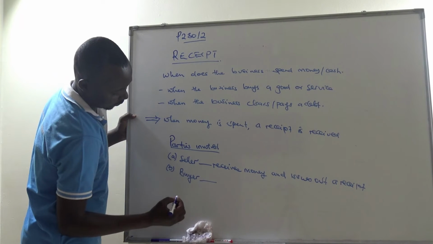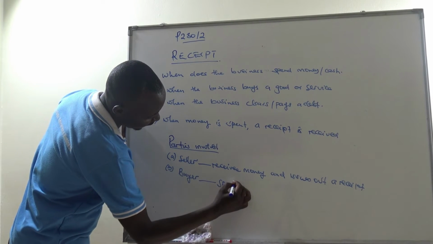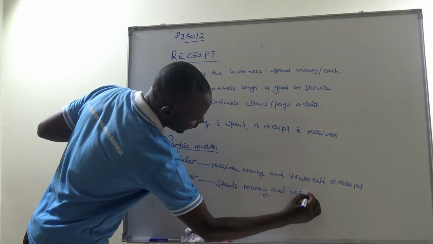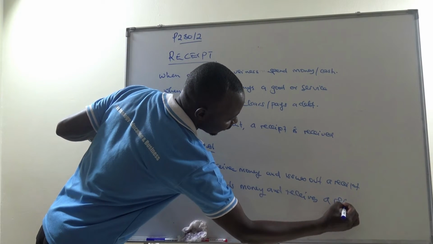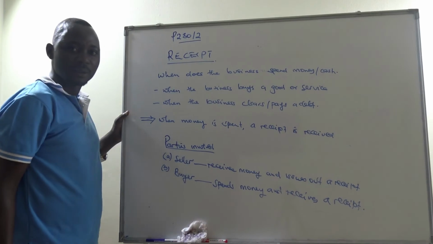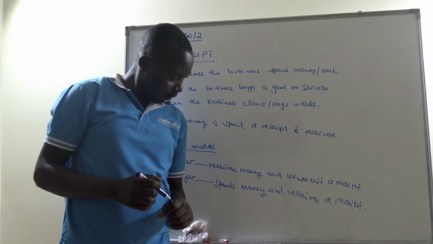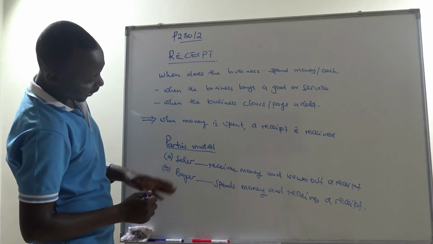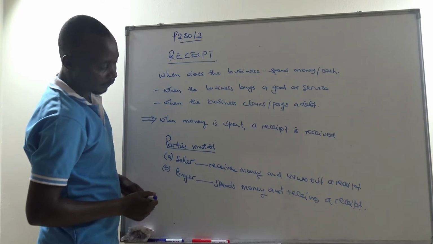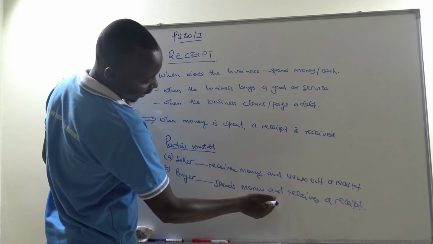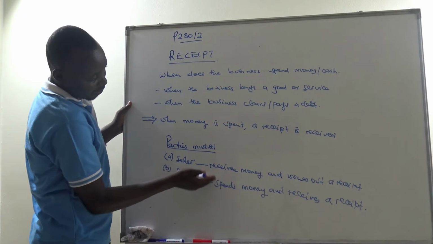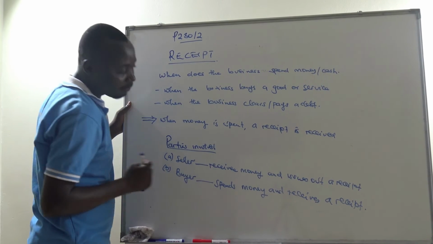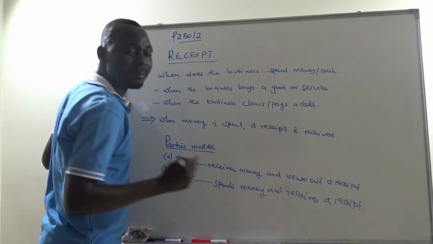The buyer spends money and receives a receipt. Hope you are together. So we have got two people. One that is receiving money and issuing out a receipt. Another one that is spending the money and receiving a receipt. You can't receive both a receipt and money at the same time. But it can happen at a time.